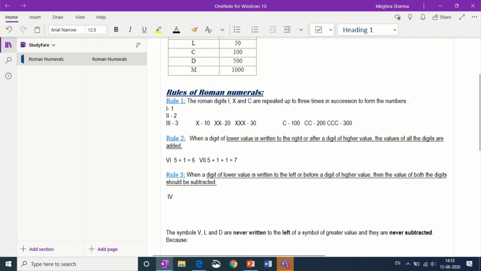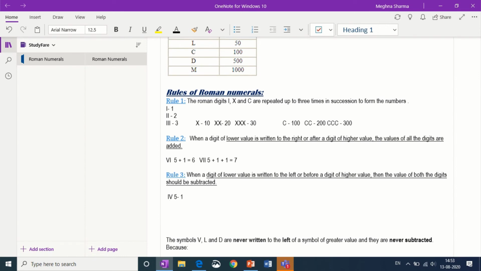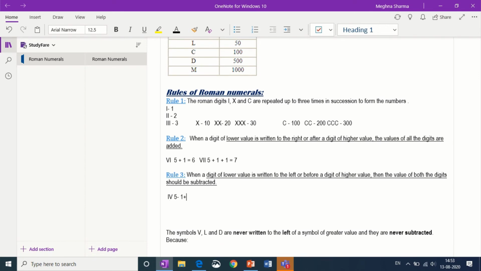That means 4, no 5. This is 5, right? V is 5. 5 minus 1 is equal to 4. Like this we form 4. Again for writing 5, 5 has a symbol. Now let us look into 40.